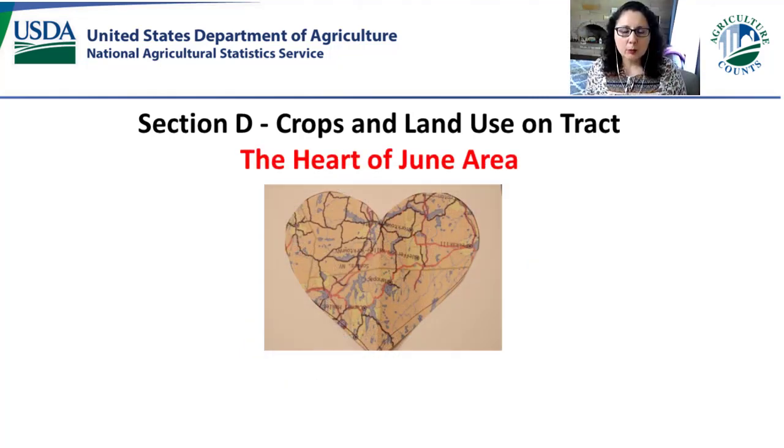In this presentation, I will go over the Heart of June area, Section D. Why is Section D the Heart of June area, you may ask? Well, because this is a section that makes the June area survey different from all other NASS surveys, as we are surveying the land for missing farms. This section also helps determine how incomplete our list sampling frame is for crop acreage. And it is used to derive the objective yield survey sample.